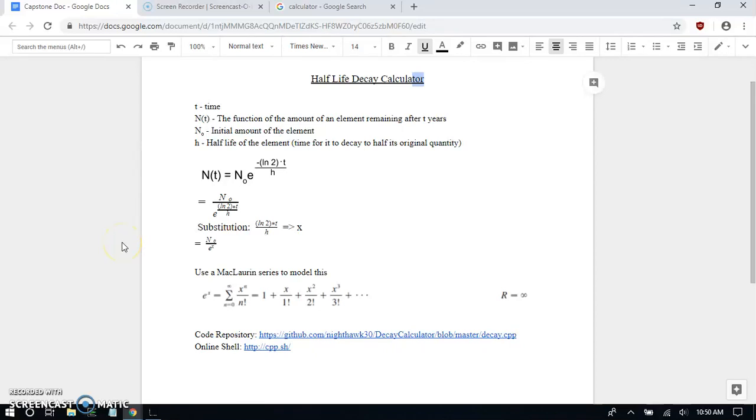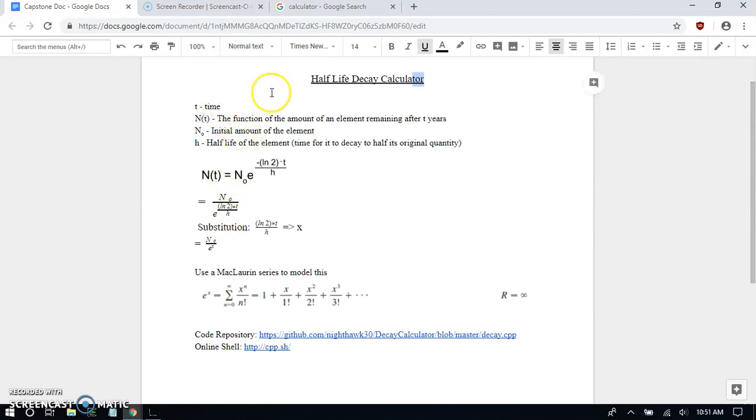For my Capstone project, I decided to look at math in an application of physics. So what I decided to do for it was make a half-life decay calculator, which normally you don't need to do very much complicated stuff for. But I decided to make it using a Taylor polynomial calculator. So basically what that means is instead of using the e value, it uses a Taylor series to approximate it.